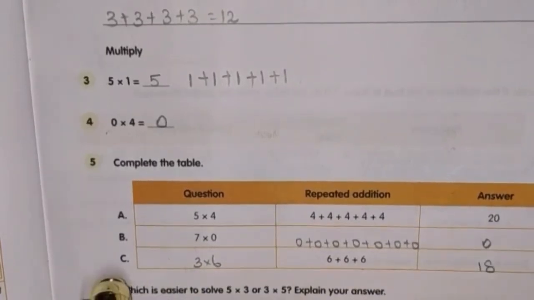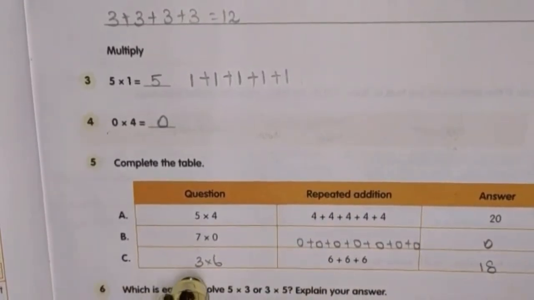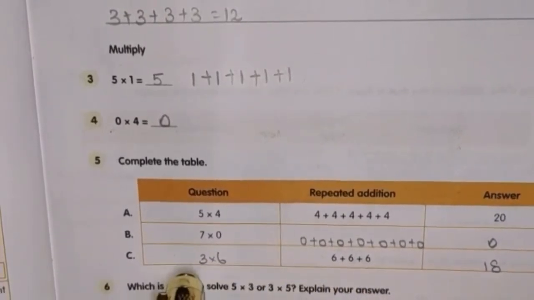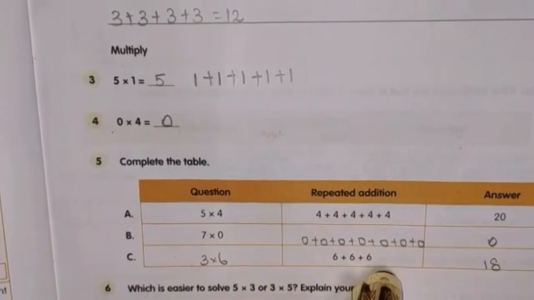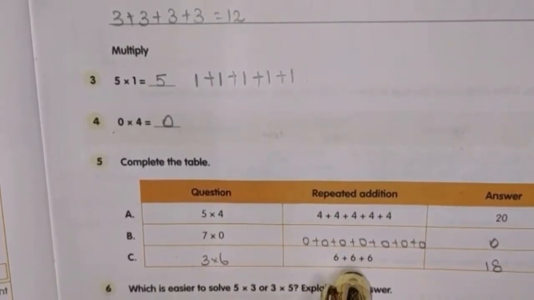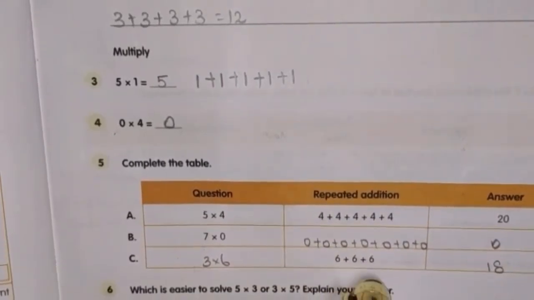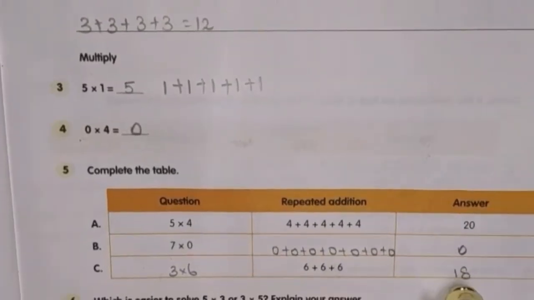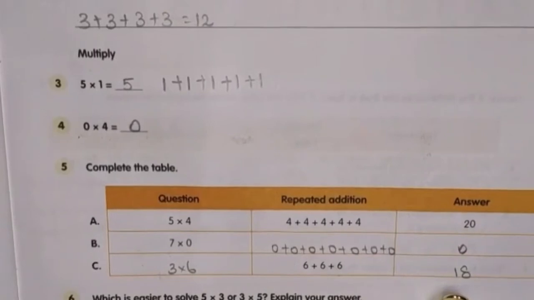Okay, children? The C bit. 3 into 6. So, how many times? 6 we took 3 times. So, 6 plus 6 is 12. 12 plus 6 is 18. So, the product will be 18.